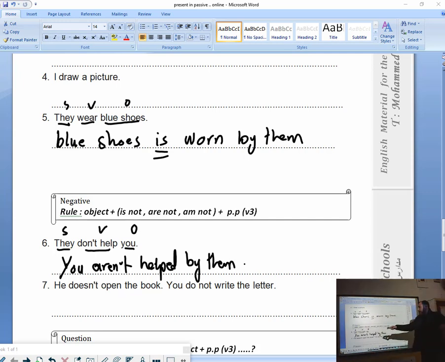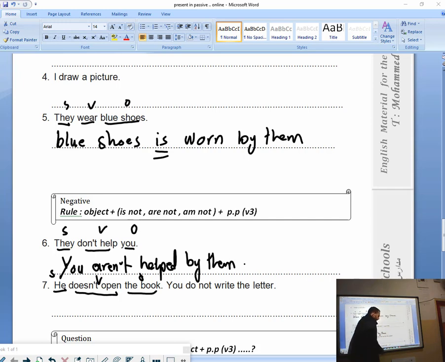The next one, he doesn't open the book. We should divide it just like the previous sentences. He is the subject, doesn't open as the verb, the book as the object. So I start with the book. The book isn't opened by him.